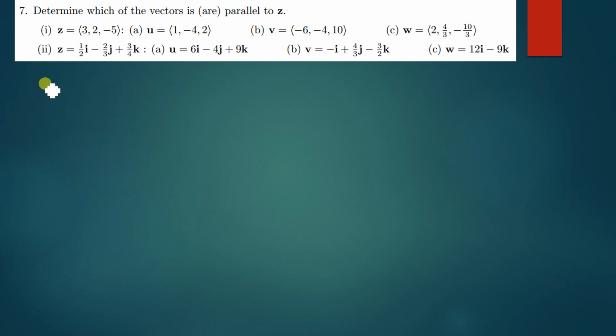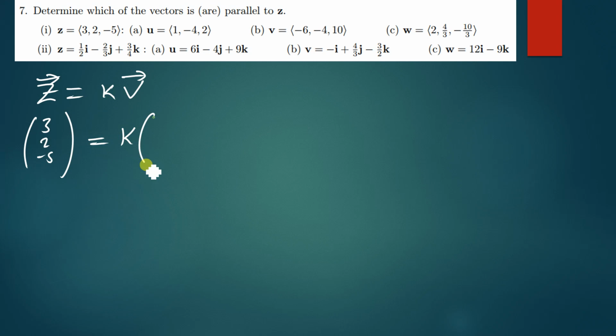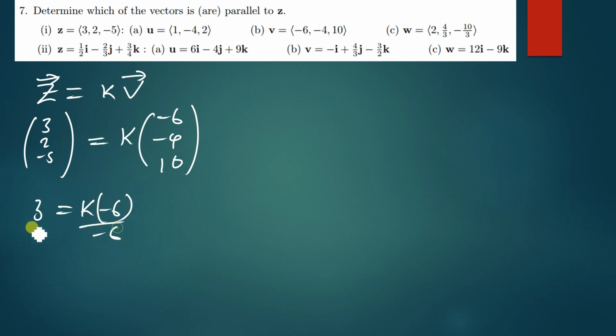So the next one we have V. Oh, sorry, we are comparing Z to U, V, and W. So we're saying Z is equal to KV. Z has been given as (3, 2, -5), and V has been given as (-6, -4, 10). When you get the first part there, we have 3 is equal to K times -6. When you divide by -6 on both sides, the value of K is equal to -1/2.